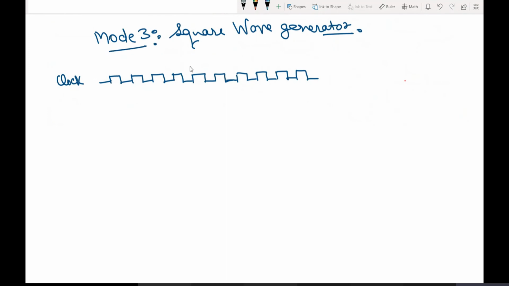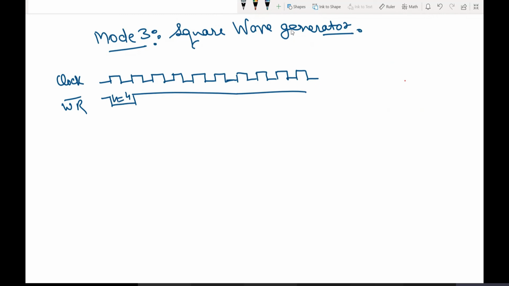Mode 3 is the square wave generator. Whenever somebody asks you to generate a square wave, it is simple: Mode 3, just fit in, no other question. We have the same clock pulse, then the write pulse. Let's say I write n is equal to 4.